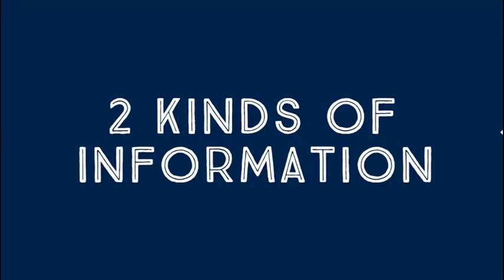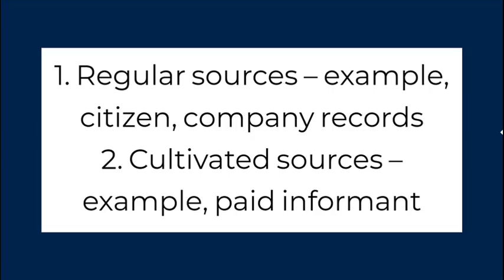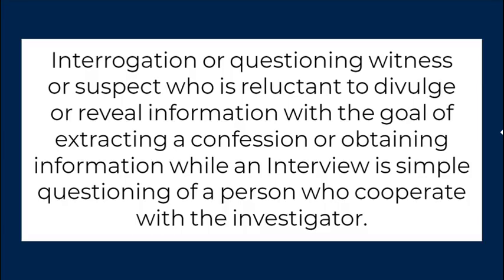2 kinds of information. 1. Regular sources, example, citizen, company records. 2. Cultivated sources, example, paid informant. Interrogation is the questioning of a witness or suspect who is reluctant to divulge or reveal information, with the goal of extracting a confession or obtaining information, while an interview is simple questioning of a person who cooperates with the investigator.